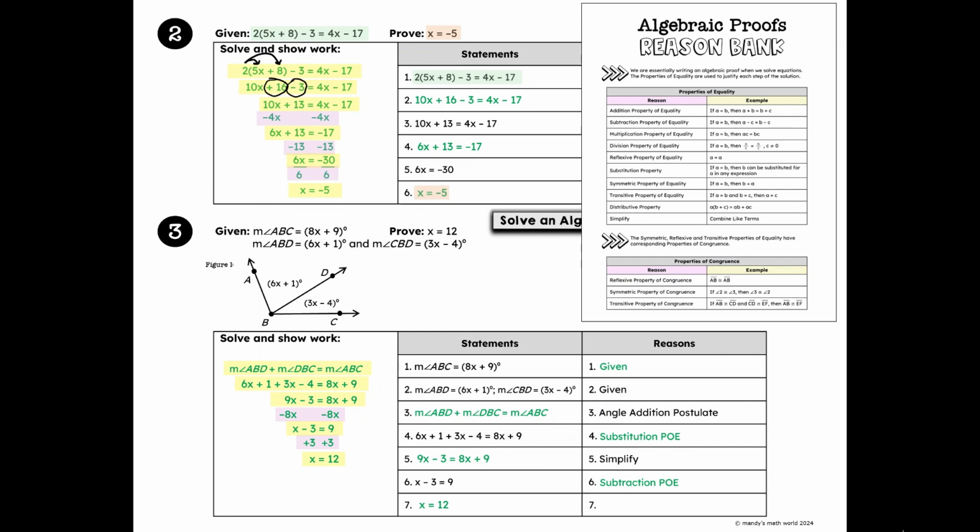What did I do to get there? I added 3 to both sides. That's the addition property of equality. So let's write that down.